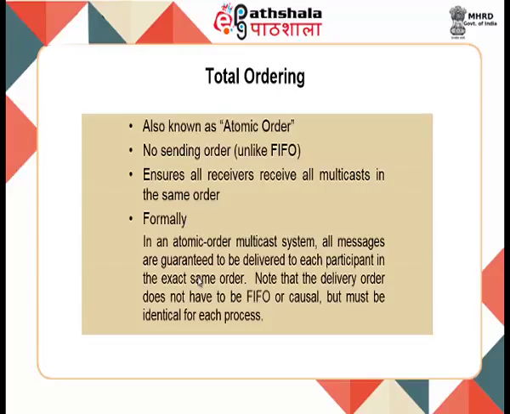So, put it formally, in an atomic order multicast system, all messages are guaranteed to be delivered to each participant in the exact same order. The same order is not the sender's order. The same order is some order. Note that the delivery order does not have to be FIFO or causal, but must be identical for each process. So, that is what needs to be guaranteed in total ordering.